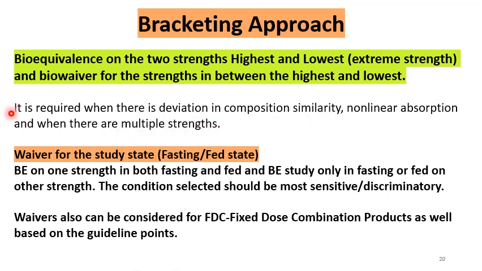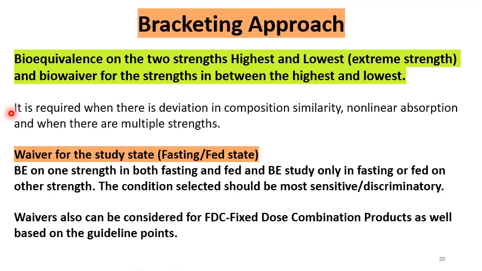So if you have multiple strengths, say you have 10 strengths, 12 strengths, you cannot make the compositionally similar strength for all these strengths. That time the bracketing approach is taken, and in this bracketing approach multiple strengths are selected for bio studies and bracketing is done with the bio strengths.